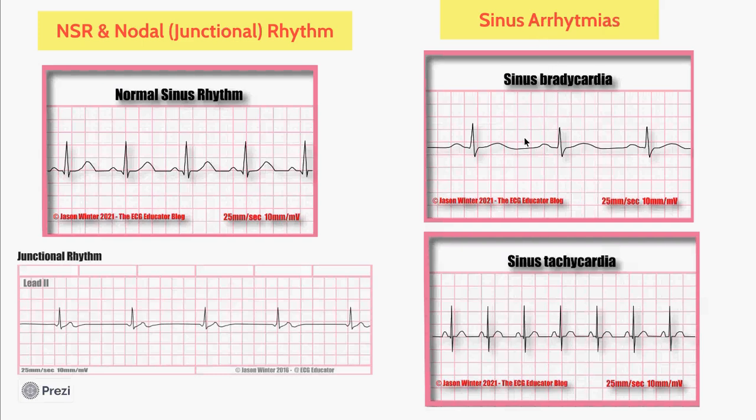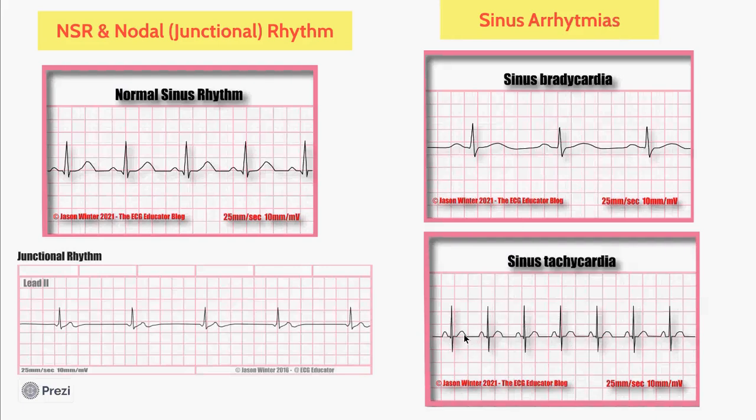Sinus arrhythmias, sinus bradycardia. If we calculate 1, 2, 3, 4, 5, 6, more than 6, so the heart rate here is less than 50. But there are P waves, there are QRS complexes, there are T waves. P, QRS, T. P, QRS, T. But the heart rate is below 50. So anything below 60 with P waves is sinus bradycardia.